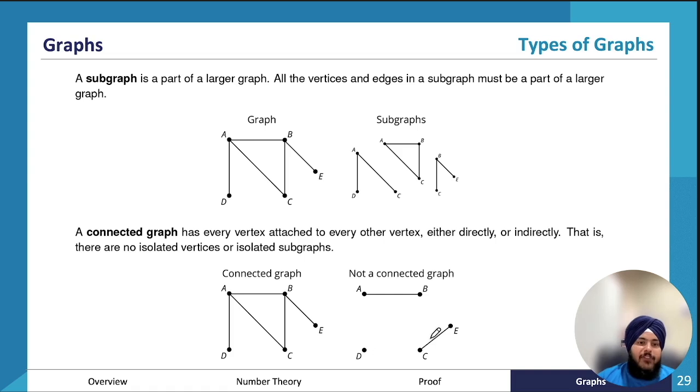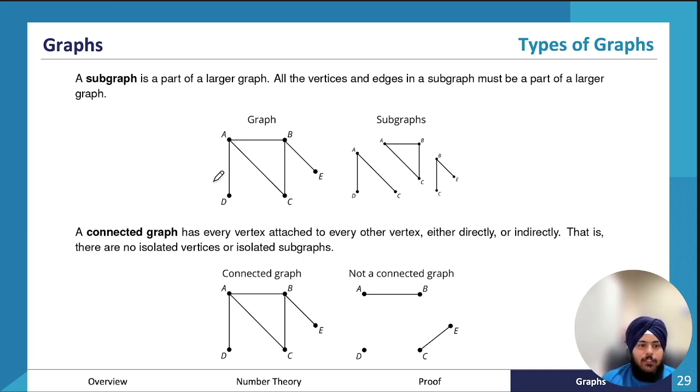So subgraphs look the exact same. So we're not drawing isomorphic graphs in this case. We're going to draw the exact same thing, just removing stuff from the original graph. So for example, all of these are subgraphs of this parent graph.